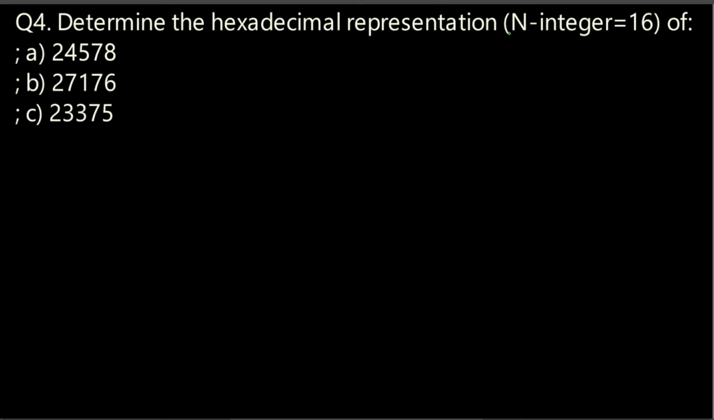Hexadecimal representation of integers, base 16. Now, to change the decimal into hexadecimal, we have to divide by 16 until we get 0. And another thing you have to notice is that we have to give the answer in 16 bits.